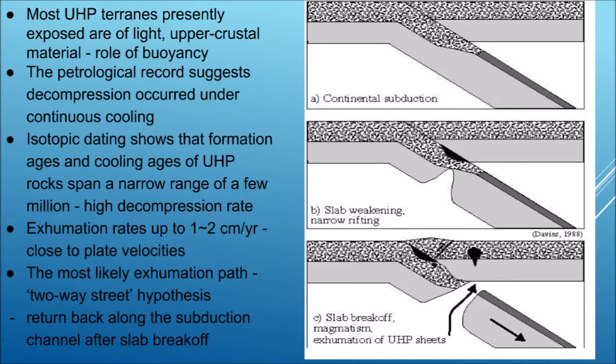Exhumation rates of between 1 and 2 centimeters per year closely match plate velocities. Therefore, the most likely exhumation path is a two-way street where they return back along the subduction channel after slab breakoff. This process is demonstrated in this laboratory model.